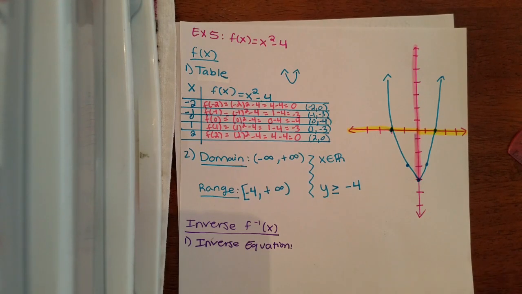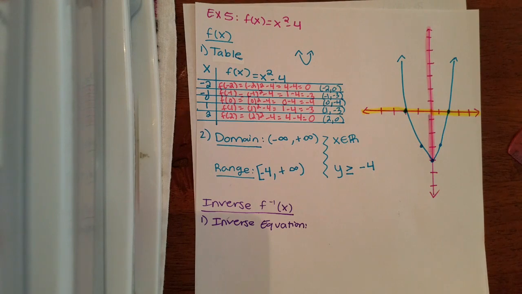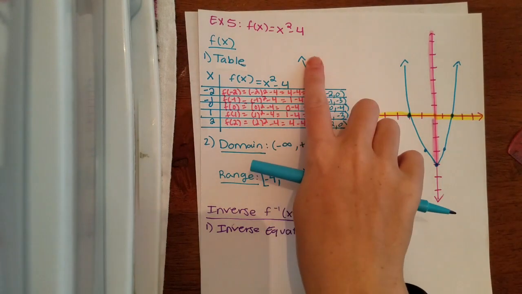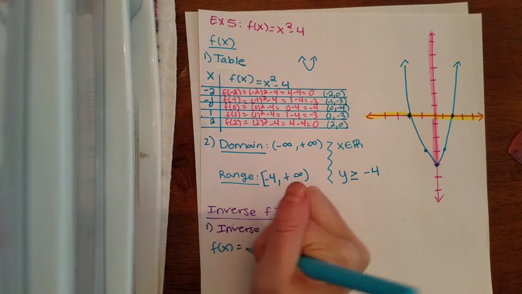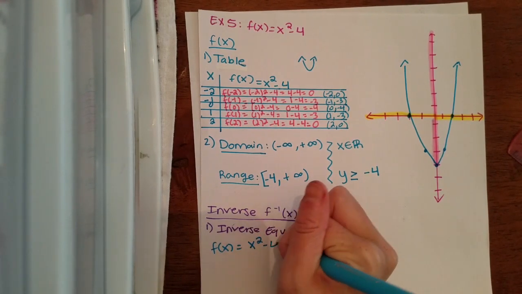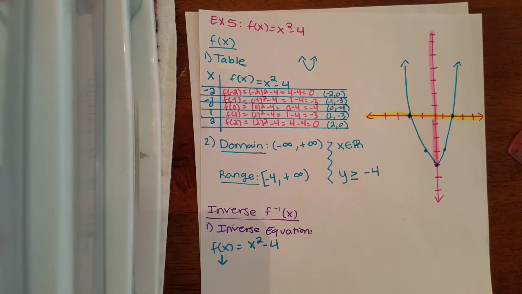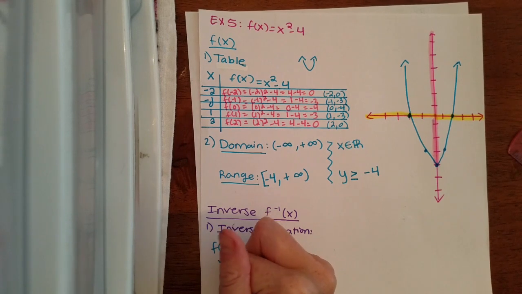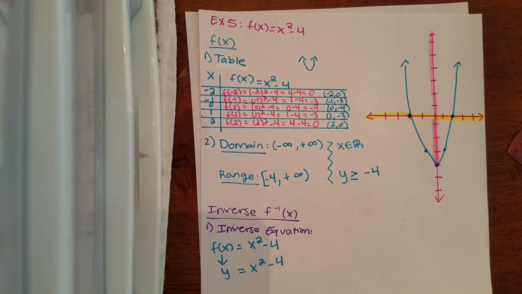Awesome. Okay guys, so now we're going to shift gears to the inverse. So first up with the inverse is to find the equation of the inverse. Okay, so we start with our original function, which is f of x equals x squared minus 4. Remember, when we solve for the inverse equation, it's helpful to change f of x to a y so we can interchange the x and the y really easily.